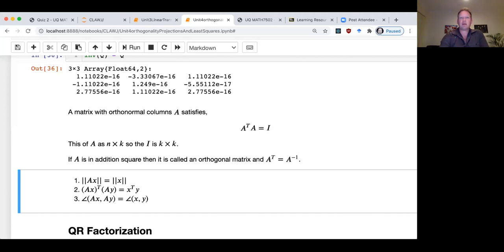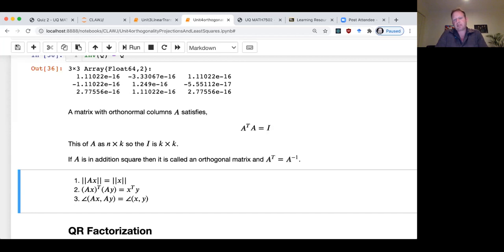All right. If there are any questions, I'm back. Okay, so there's a great question. What's the application of the orthonormal matrix?